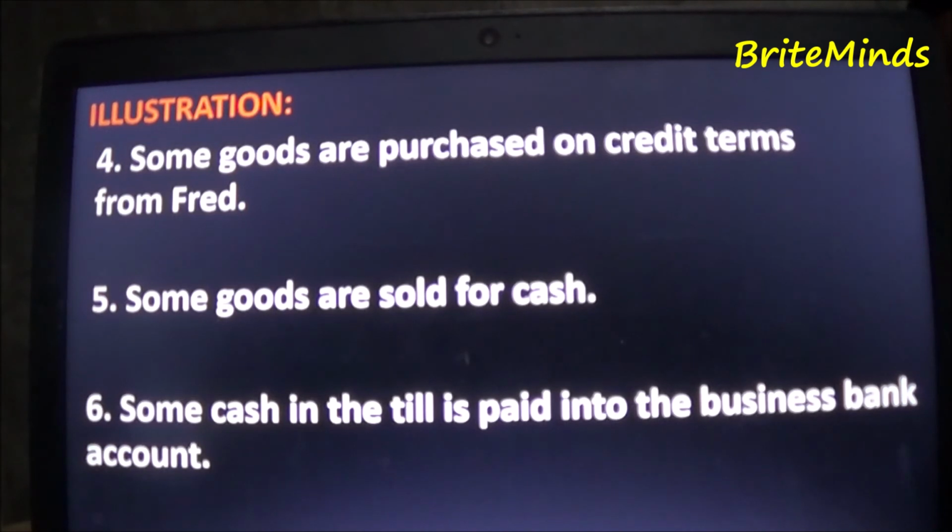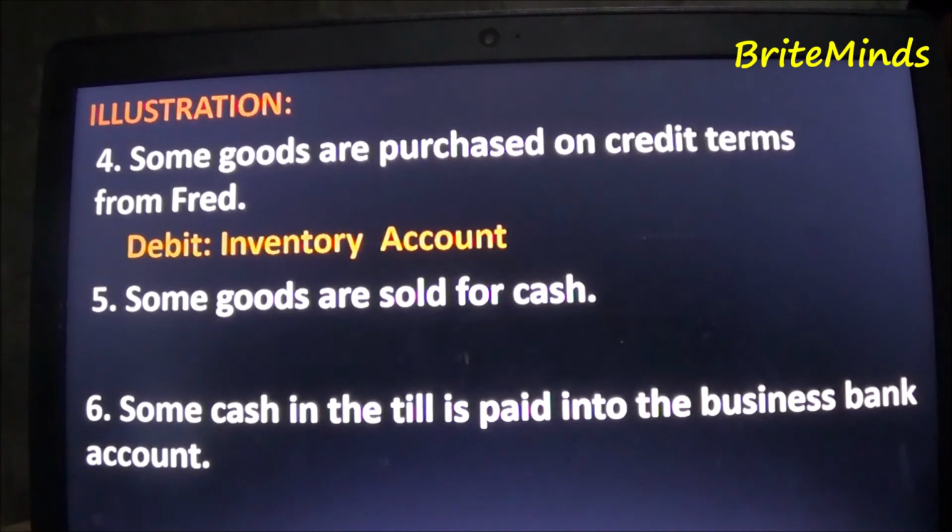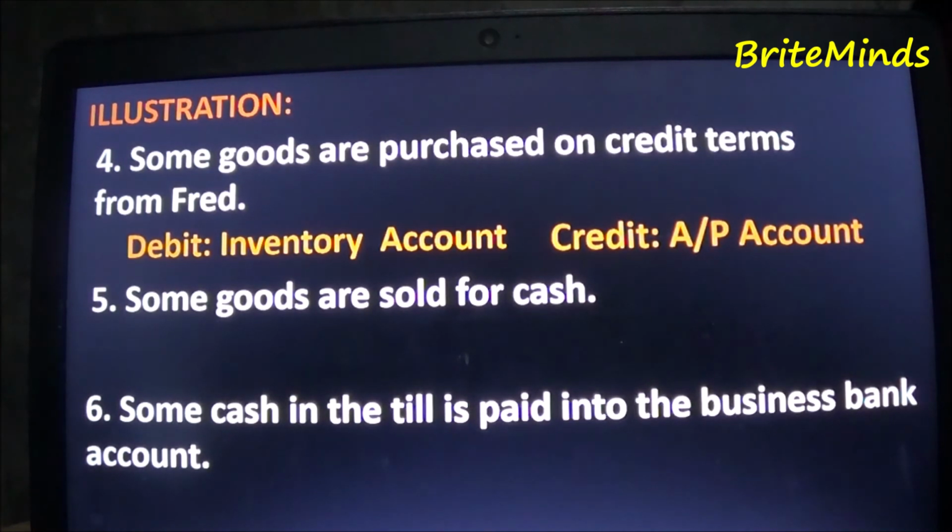Okay, so we proceed to transaction number 4. Some goods are purchased on credit terms from Fred. So we have goods, so debit the inventory account. The transaction says that instead of cash, it was purchased on credit terms from the creditor. So the account title will be accounts payable. According to the rules of debit and credit, an increase in liability will be credited. So accounts payable is credited.